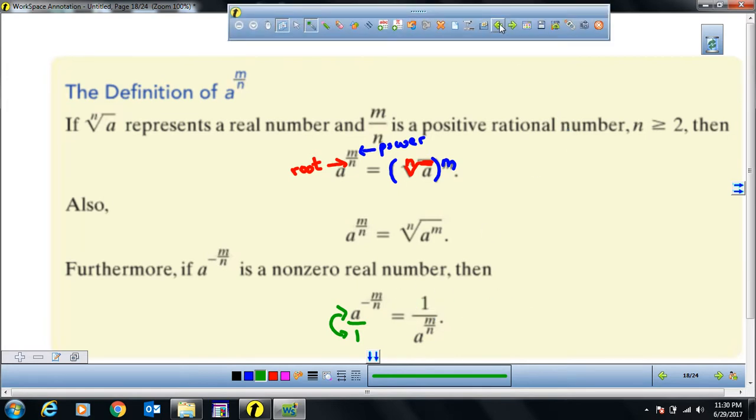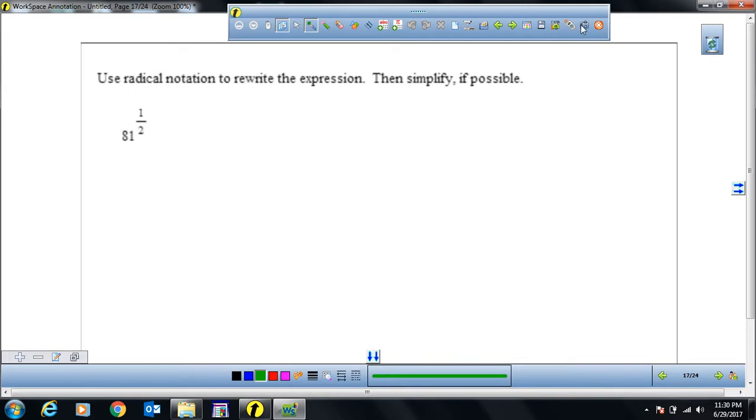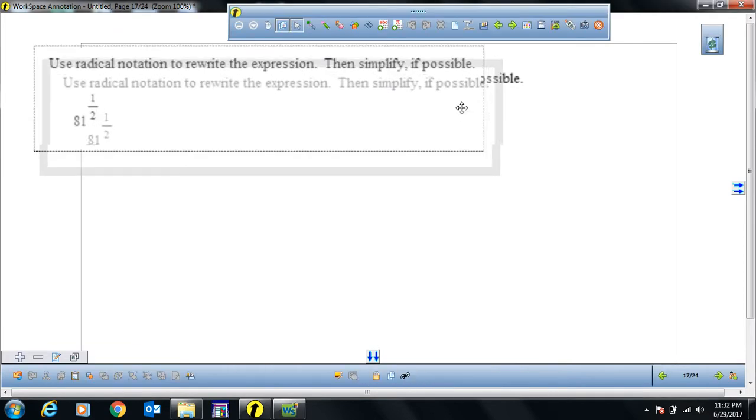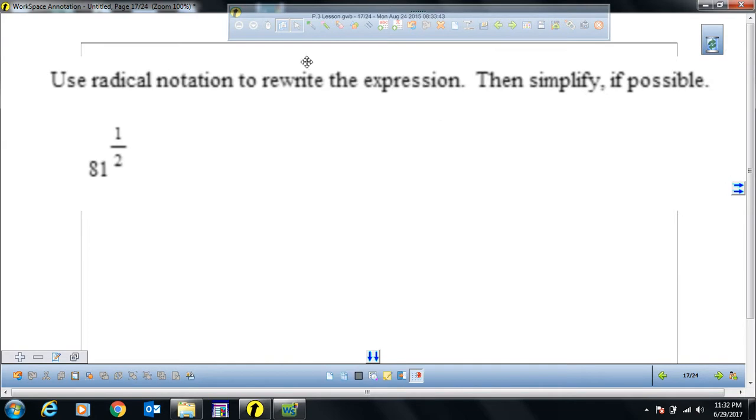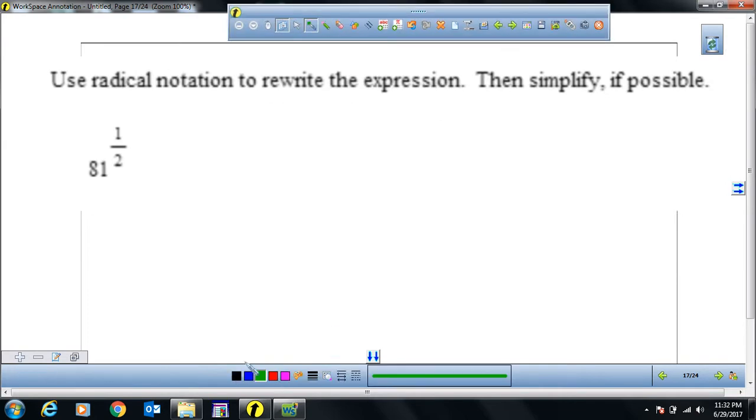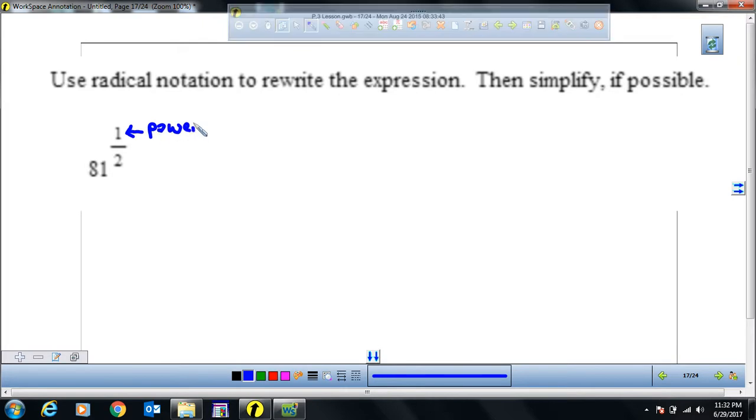Let's work on this example on the rational exponents first. The question says we want to use radical notation to rewrite this expression and then simplify it if possible. So, that rational exponent, remember, according to the definition, the numerator of this exponent represents the power, and the denominator of this exponent represents the root.